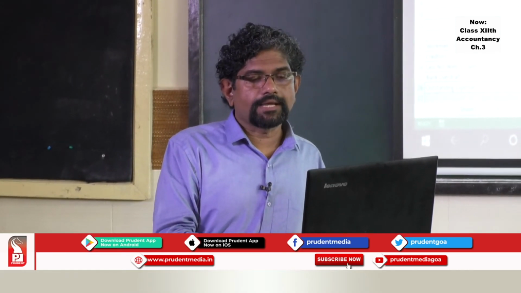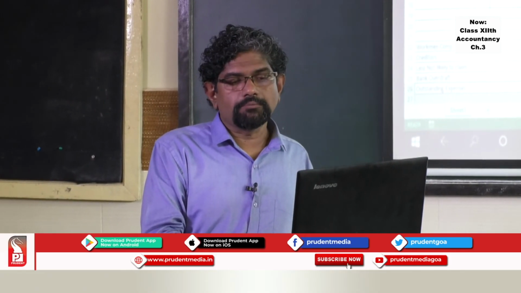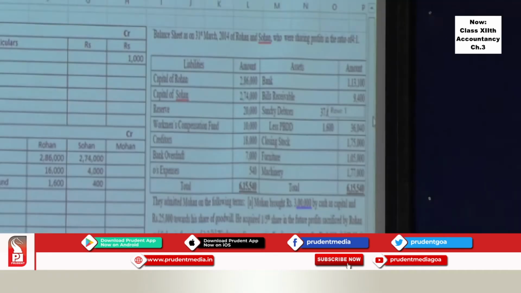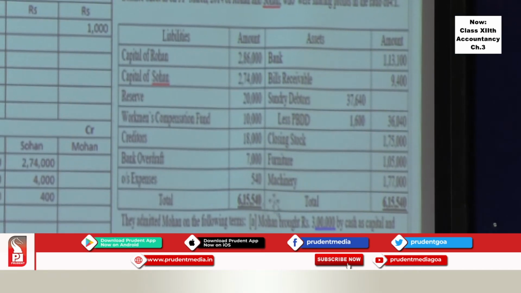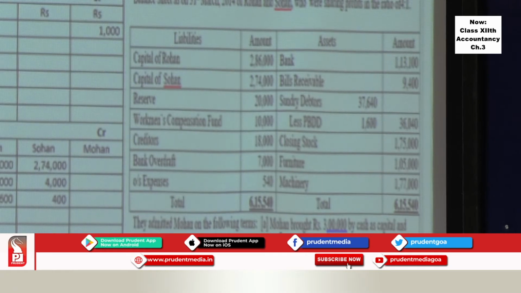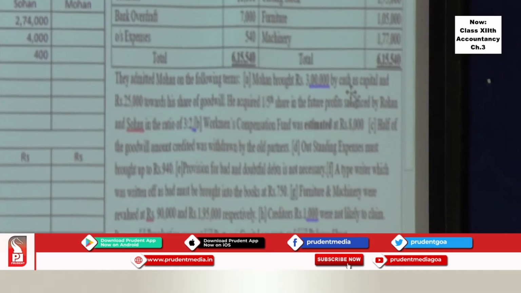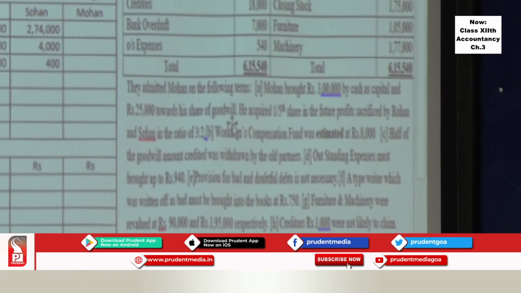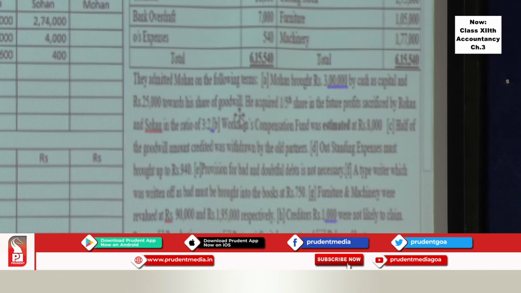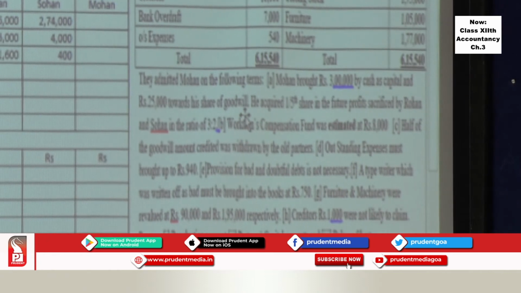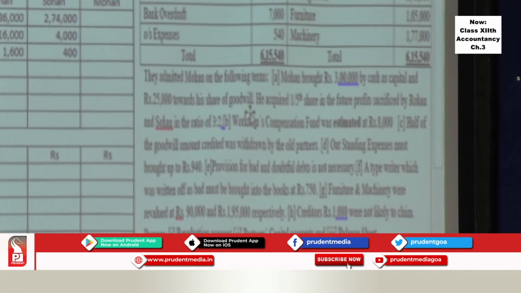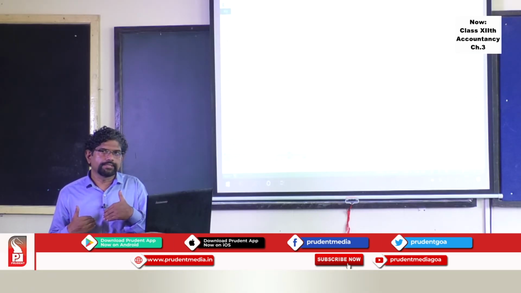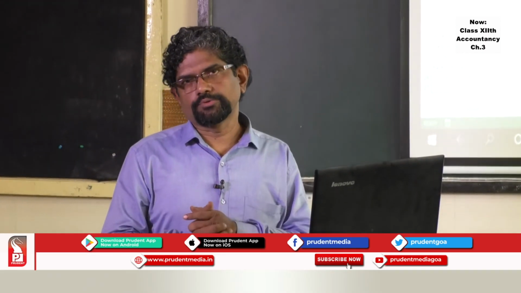Now go to the asset side. Bank balance is given, 1,13,100. There will be some adjustments on the bank account. What could it be? It could be adjustment A. Mohan brought 3 lakh rupees as capital and also 25,000 towards his share of goodwill. So here the partner is bringing capital and also he is bringing 25,000 rupees towards goodwill. So in total he is bringing 3 lakh plus 25,000. It will increase the bank balance of the business.